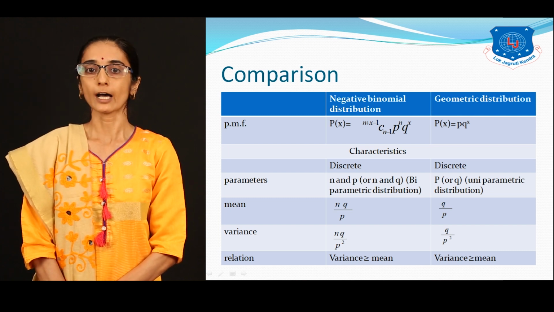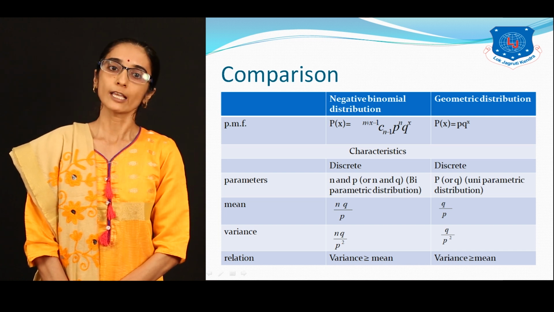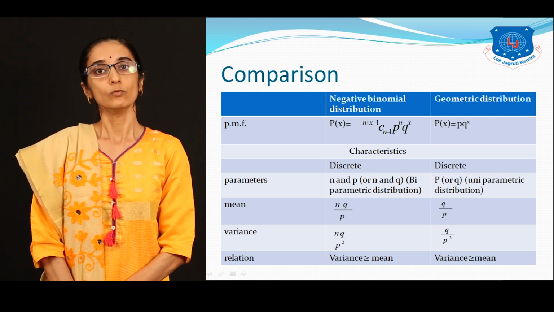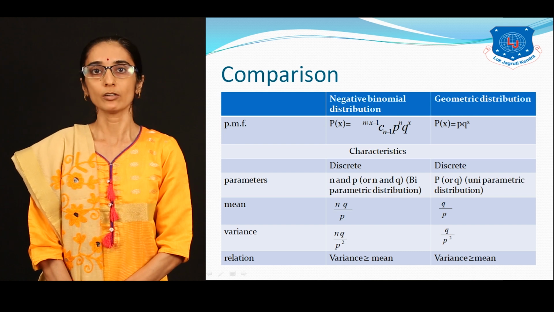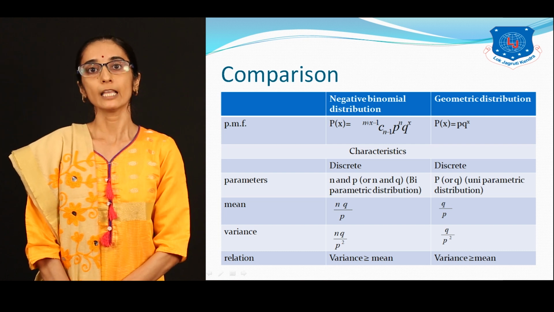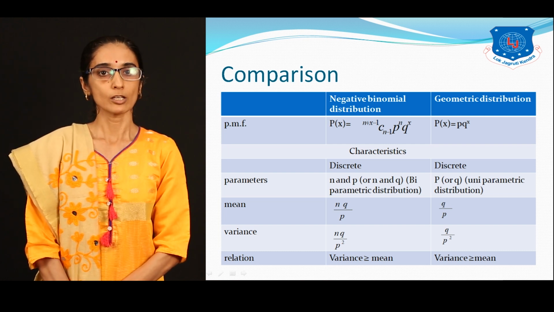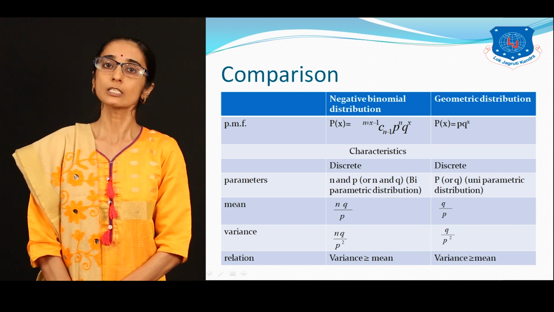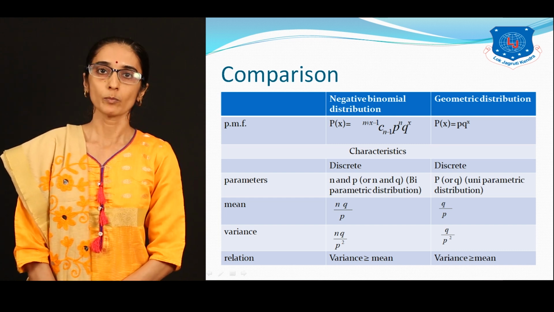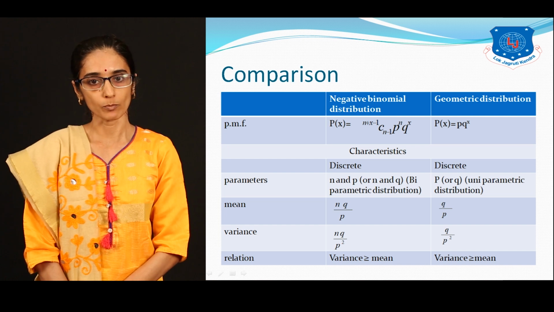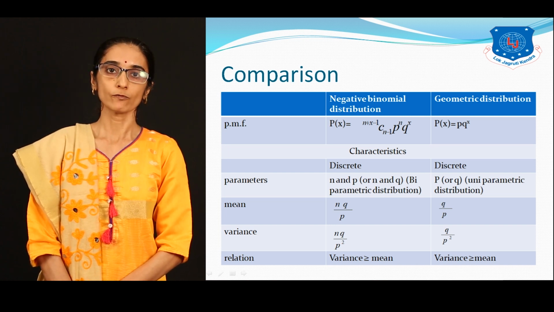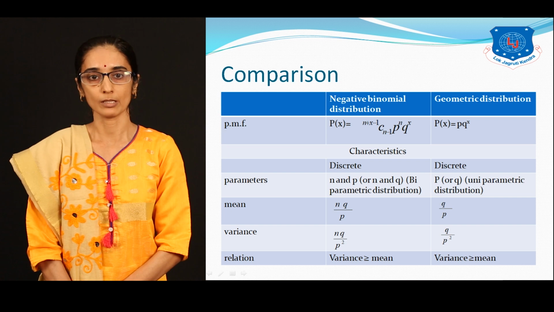Both the distributions are discrete distributions. Negative binomial distribution is biparametric, so the parameters are n and p, whereas geometric distribution is uniparametric, so the parameter is only p. Mean of negative binomial distribution is n q upon p. Consider n equal to 1, so geometric distribution's mean is q by p. Variance of negative binomial distribution is n q upon p square. So variance of geometric will be q upon p square. For both the distributions, variance is definitely larger than its mean.